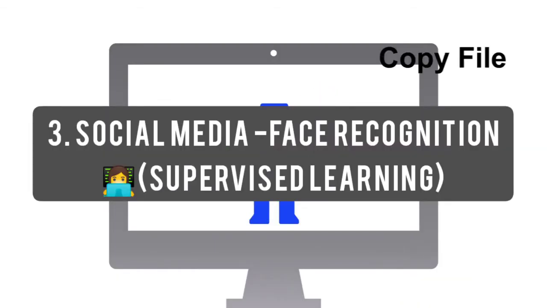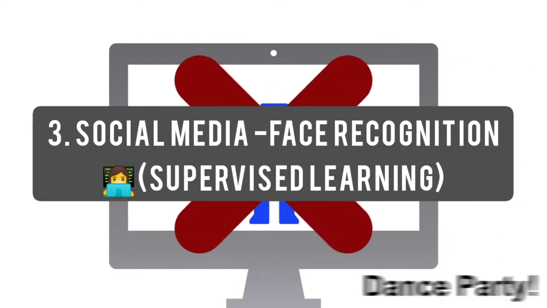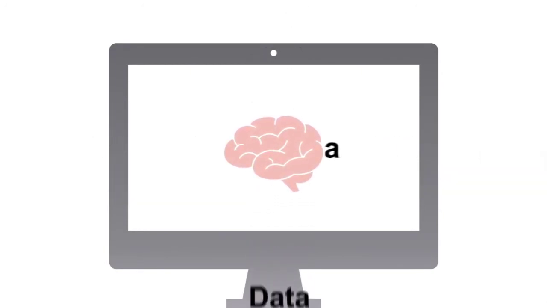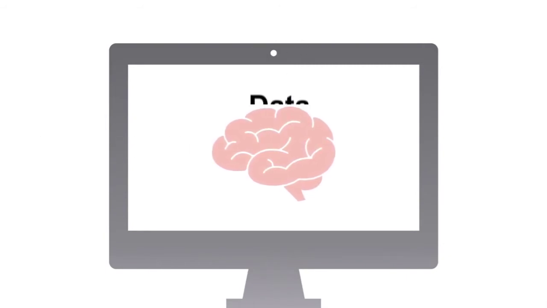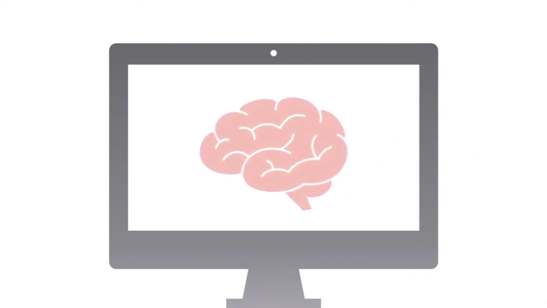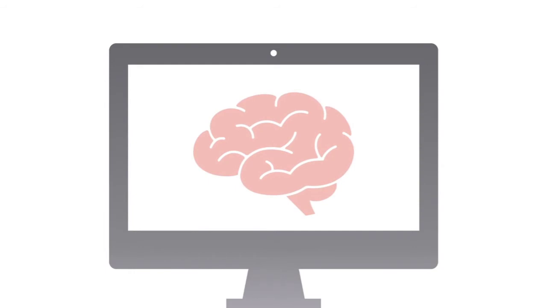3. Social media services like face recognition. Facebook is using tagged photos to recognize the person. Therefore, the tagged photos become the labels of the pictures, and we know that when the machine is learning from labeled data, it is supervised learning.